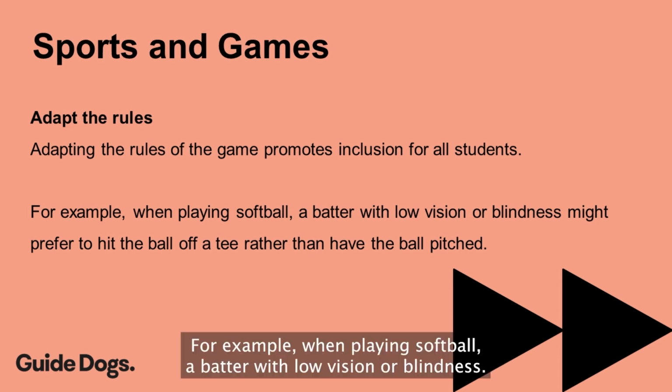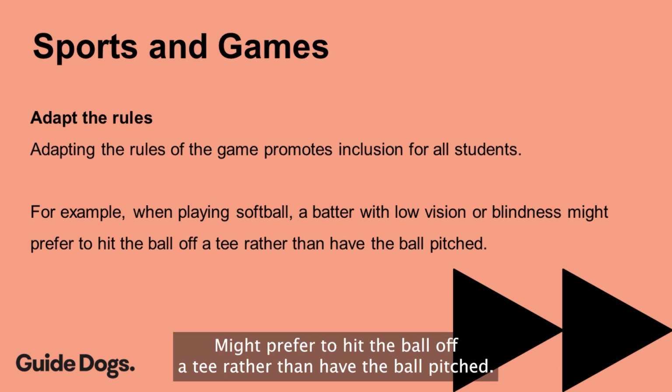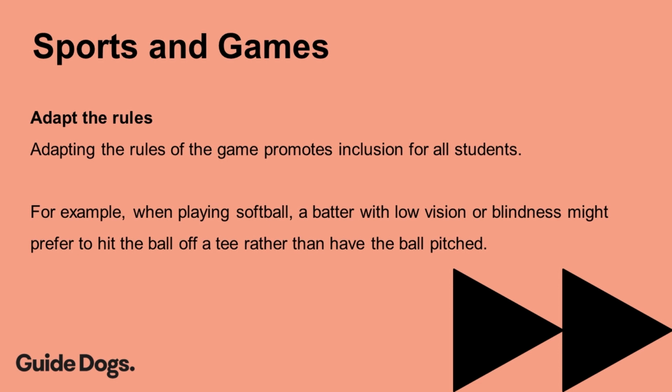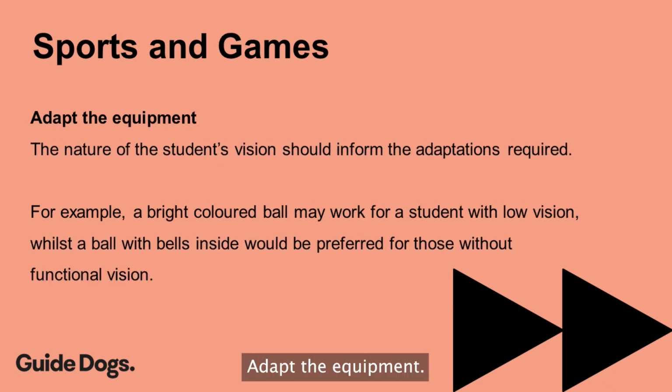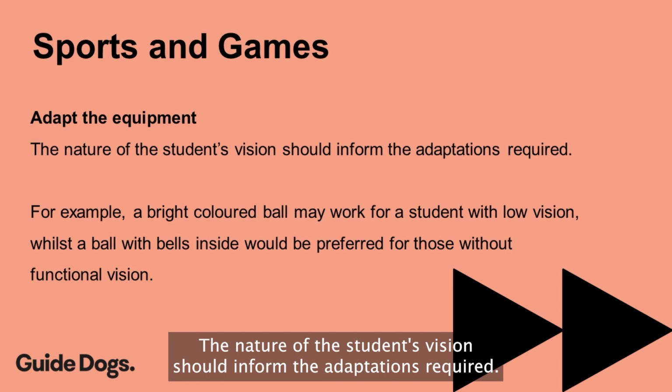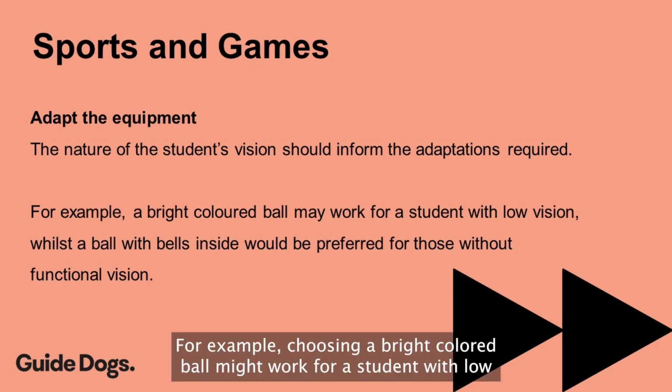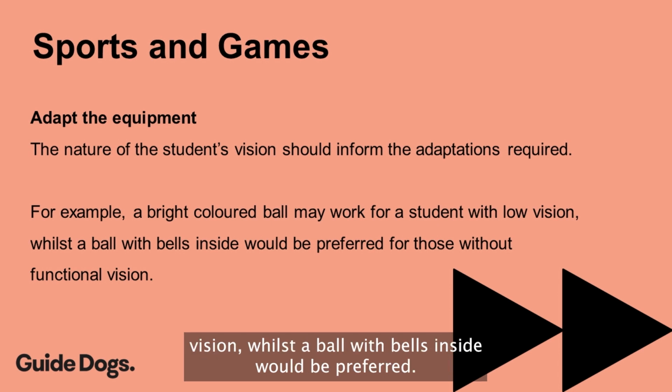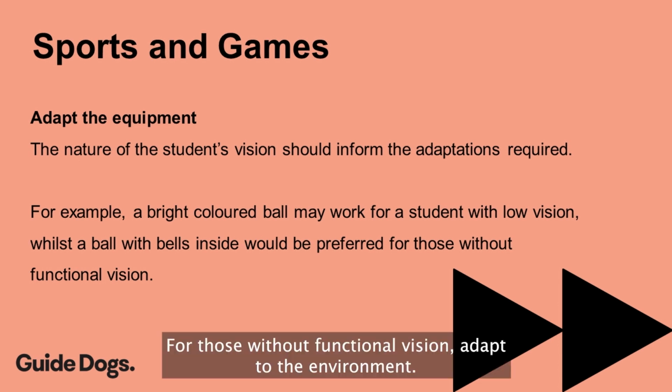For example, when playing softball, a batter with low vision or blindness might prefer to hit the ball off a tee rather than have the ball pitched. Adapt the equipment. The nature of the student's vision should inform the adaptations required. For example, choosing a bright coloured ball may work for a student with low vision, whilst a ball with bells inside would be preferred for those without functional vision.